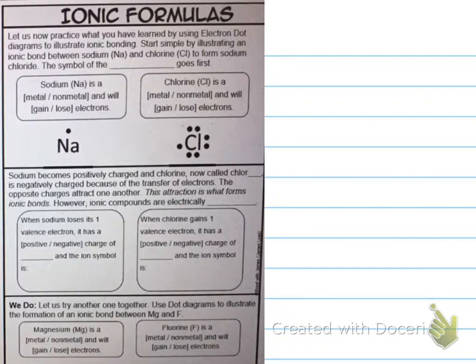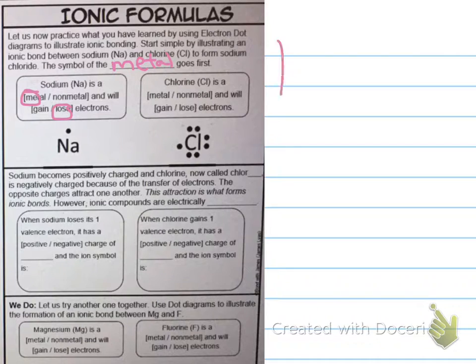Let's practice what you have learned by using electron dot diagrams to illustrate ionic bonding. Start simple by illustrating an ionic bond between sodium and chlorine to form sodium chloride. The symbol of the metal always goes first. Sodium, Na, is a metal, and therefore it will lose electrons.